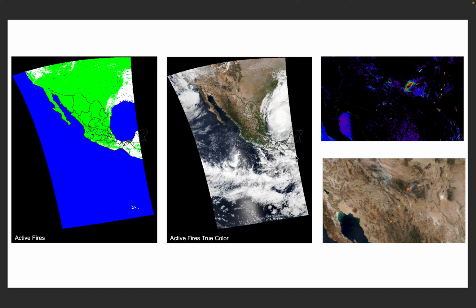True color. Obviously, we should zoom this one in. Here you can see the plumes, no? The smoke. And here.